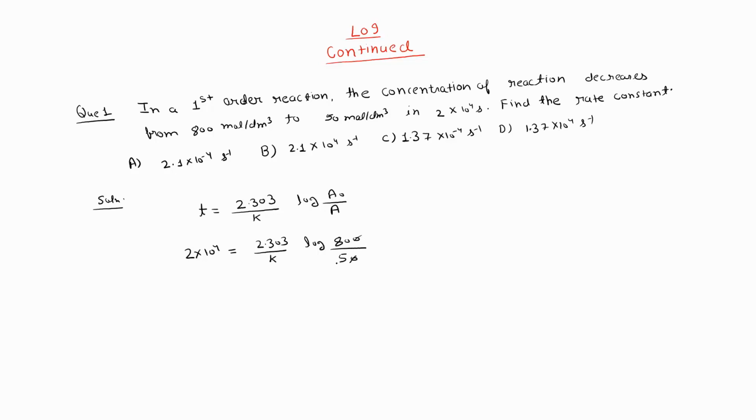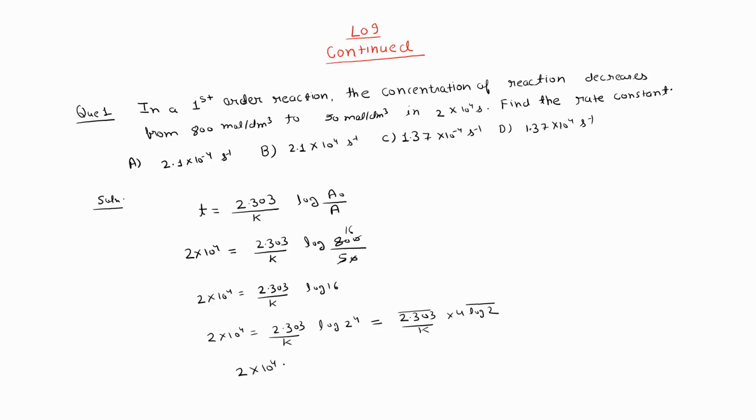So 800 by 50 becomes 16. So 2 into 10 to the power 4 equals 2.303 divided by k into log 16. Log 16 can be written as log 2 to the power 4. So that can be written as 2.303 divided by k into 4 log 2. And we know this is ln 2, and the value of this is 0.693.